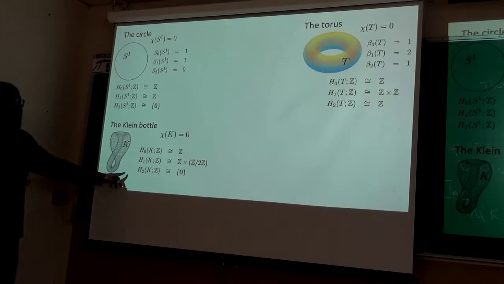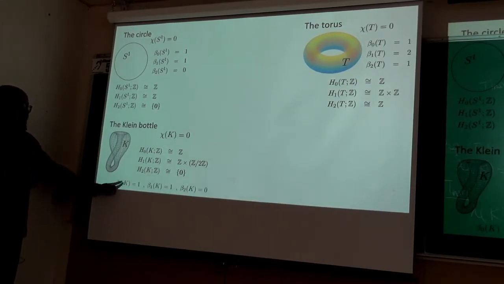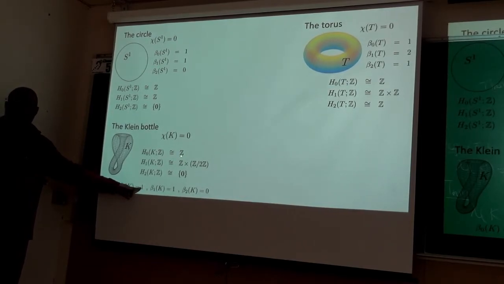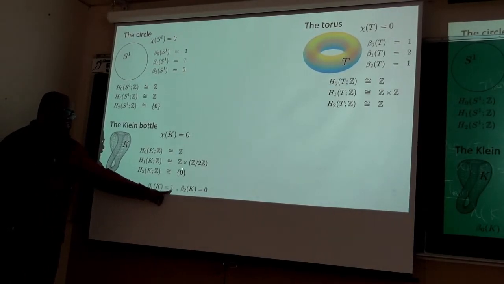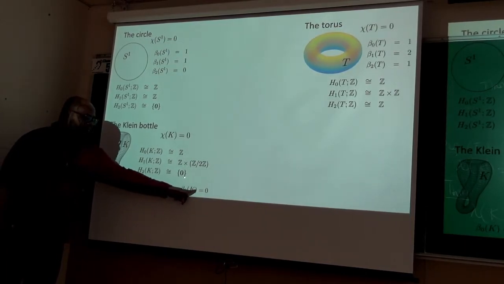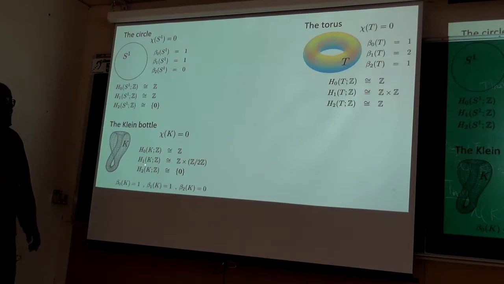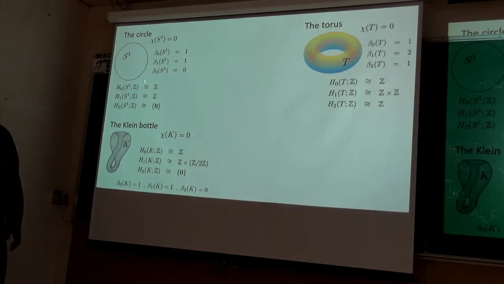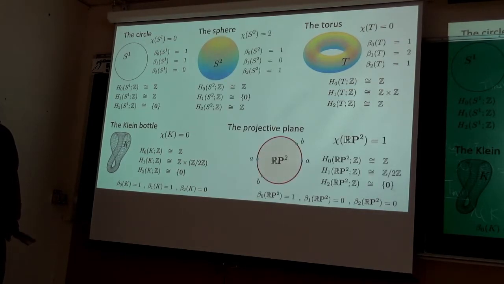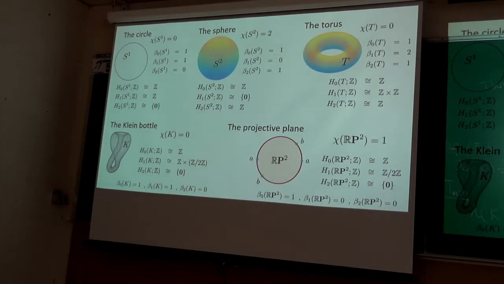But now if we look at the Klein bottle, notice that the Betti numbers are 1, because I have a Z here, 1 here, I have another Z, which is the number of Z's, remember that? And then 0. So the thing to notice is that the Klein bottle and the circle have the same Betti numbers, so you do have to go all the way to homology to distinguish them. And just for completeness, let me put all the other information on the screen.